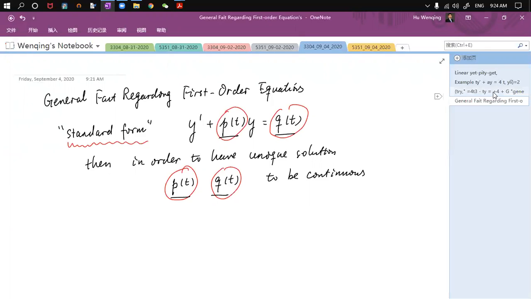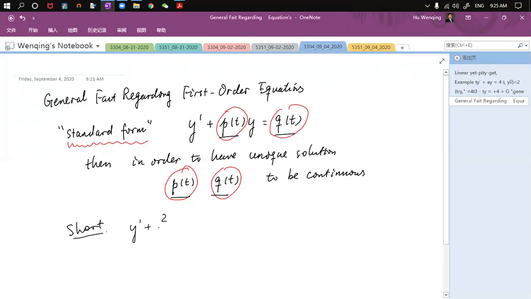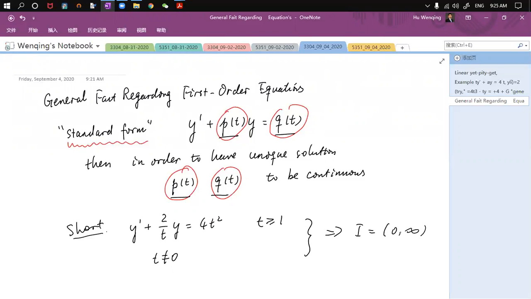And this can actually answer our previous question, in short. It says y prime plus 2 over t of y is equal to 4t squared. This is the standard form, and therefore you want t not equal to 0 in order to avoid any discontinuous points. So in order to have a unique solution, t is not 0, but t is greater than or equal to 1. Combined together, that tells you the interval is from 0 to infinity, because you just don't want to jump over 0. So that's the short answer to this question.